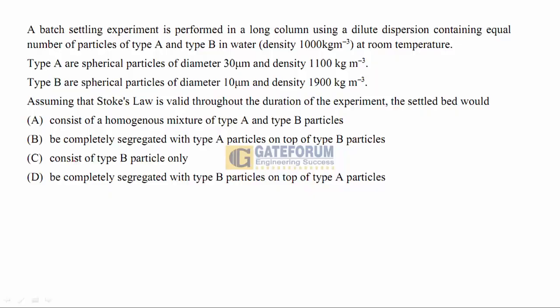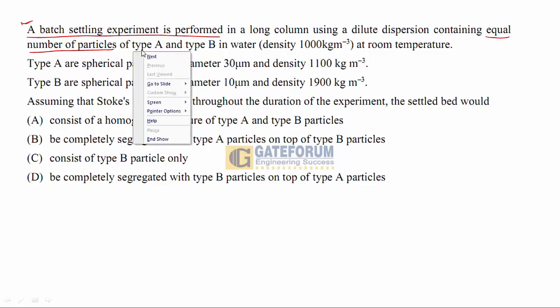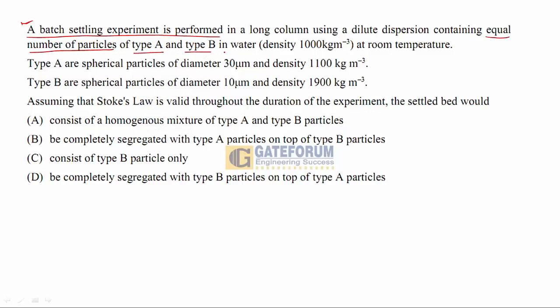Now let us solve this question on mechanical operations. The question says that a batch settling experiment is performed in a long column using a dilute dispersion containing equal number of particles. Okay, this data will be important for us. Equal number of particles of two types, let us say type A and type B, in water.